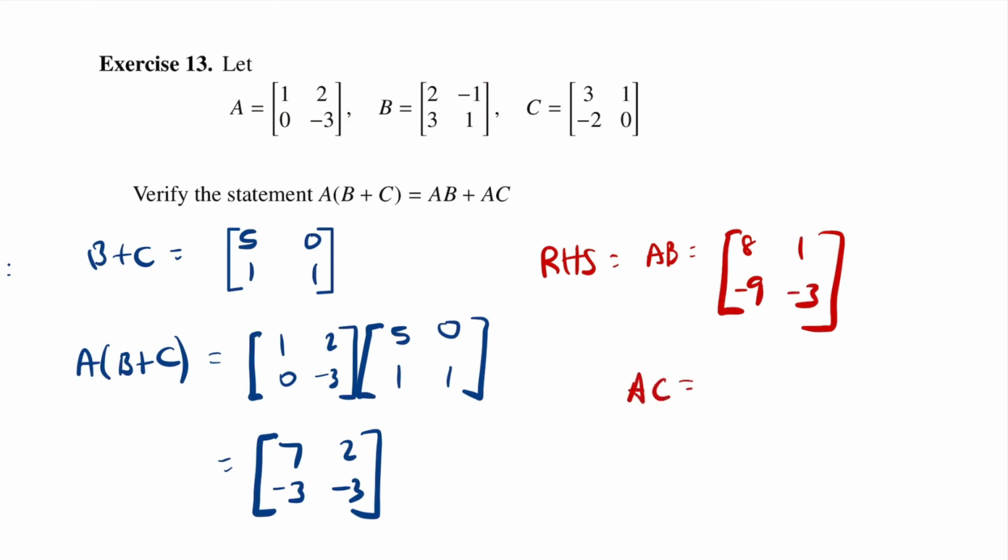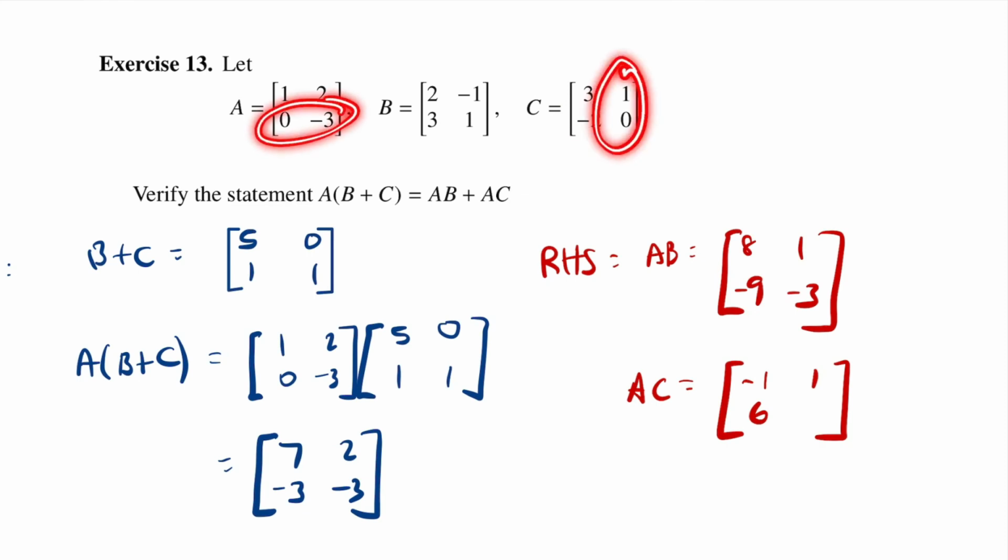So A times C is going to be 3 minus 4 is negative 1. Next one would be 1 plus 0 is 1. Next one would be 0 plus 6 is 6. And last one is 0 plus 0 is 0.